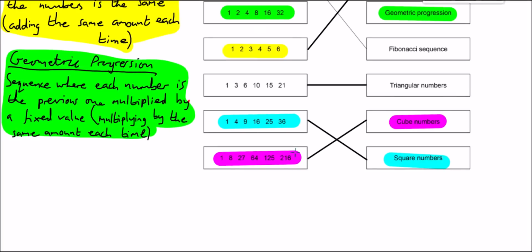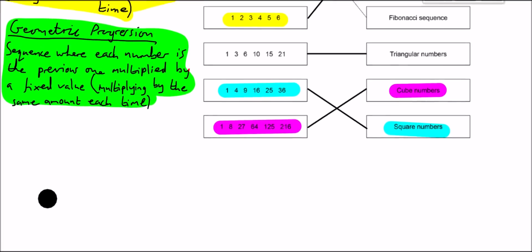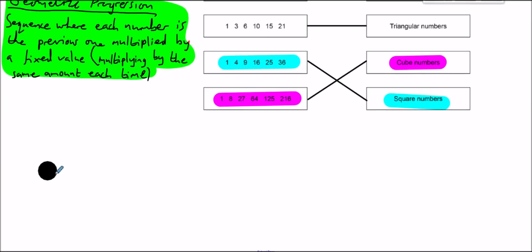Triangular numbers are just numbers we can make that form triangles. So 1 is a triangular number because, in a way, that is a very small triangle with just one thing inside it. The next one, we can make a triangle using 3 circles.